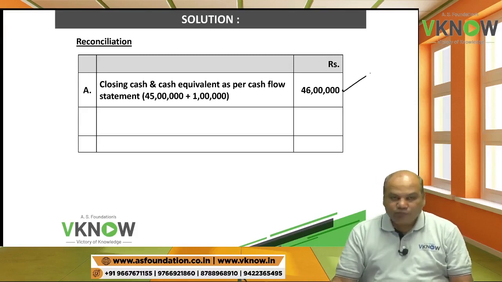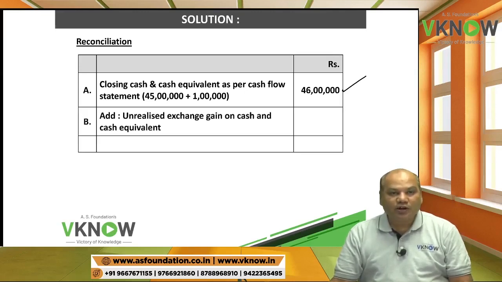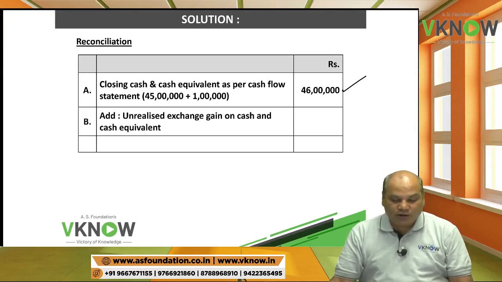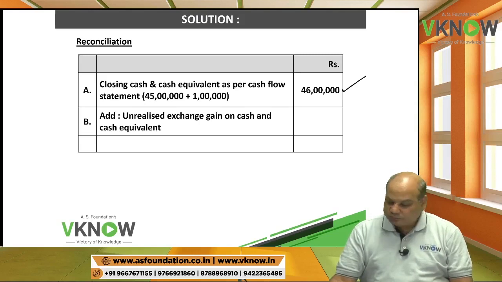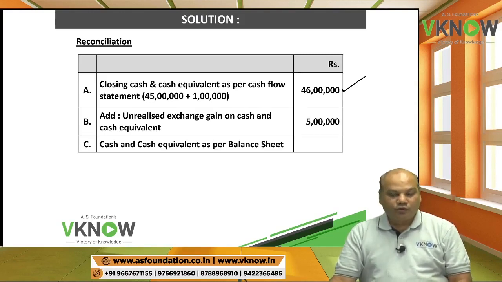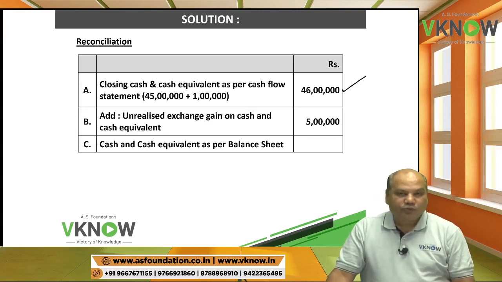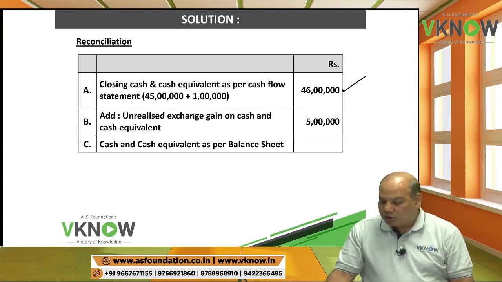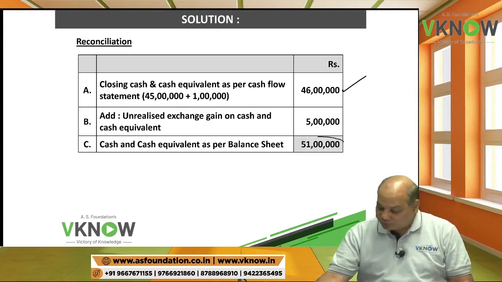Previous step. And why there is a difference? Because of unrealized gain. Add unrealized gain, write down 5 lakh. Add unrealized exchange gain on cash and cash equivalent 5 lakh. Therefore, cash and cash equivalent as per balance sheet. This figure will tally with balance sheet.